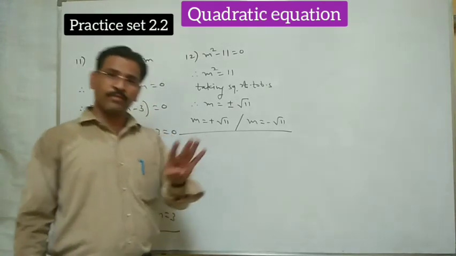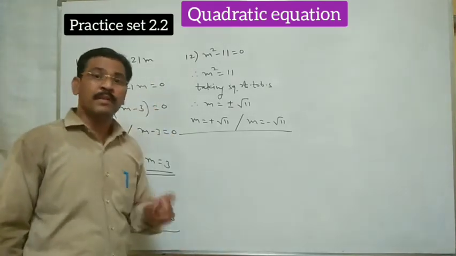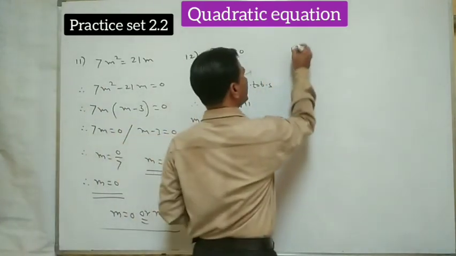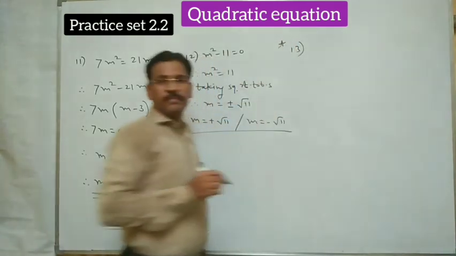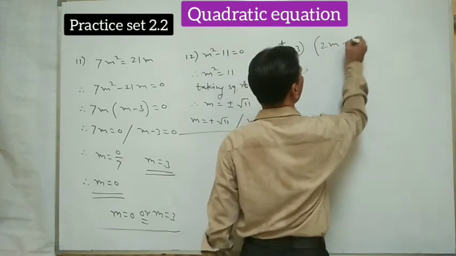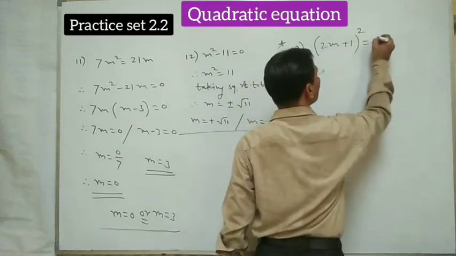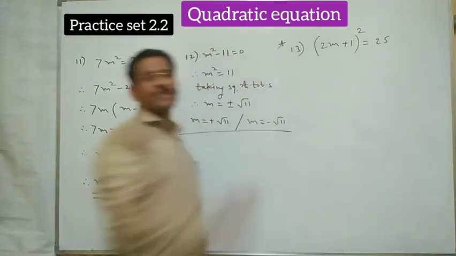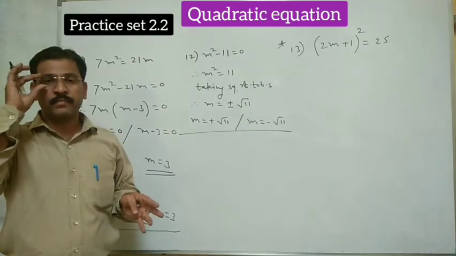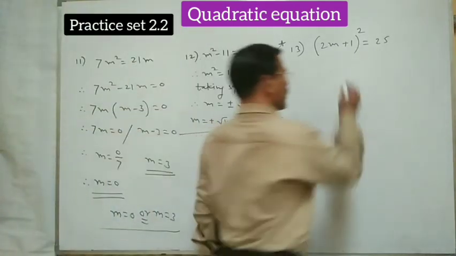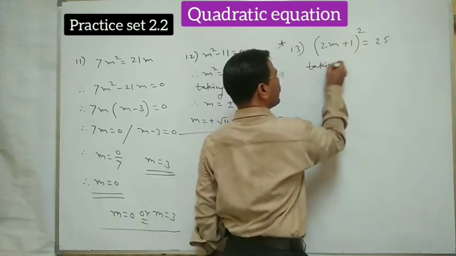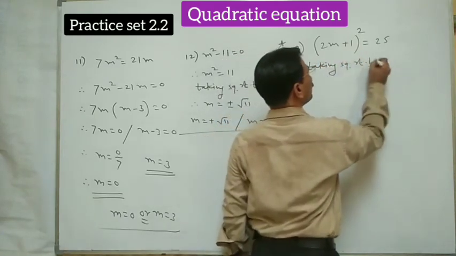Okay, friends? Now, we take one more example. That is not in this particular practice set. I'll take one extra sum. See here. Sometimes we can get (2m plus 1) bracket square is equal to 25. Like these sums are there. At that time, no need to expand that bracket. Straight away take square root to both sides. Taking square root to both sides.